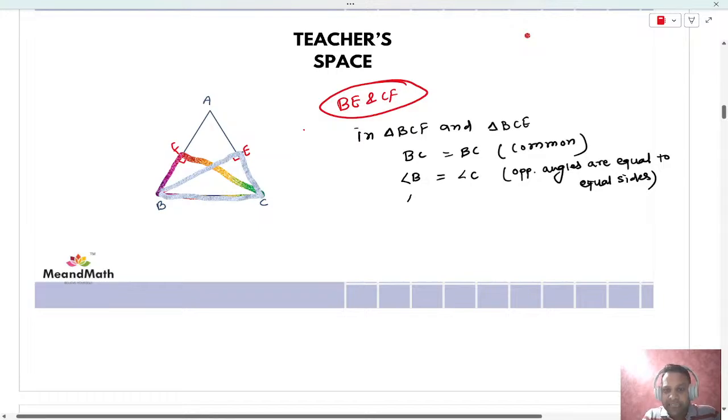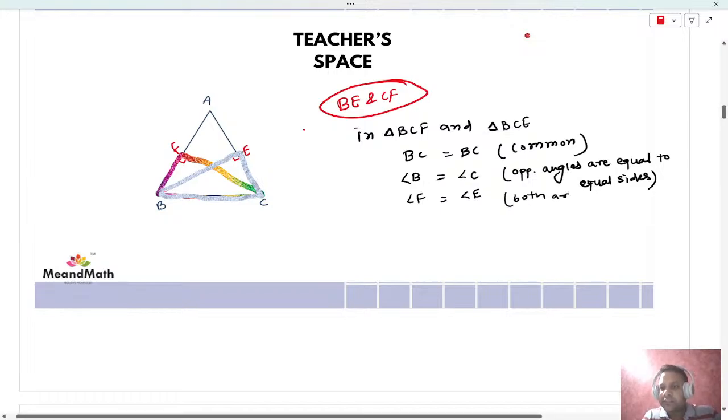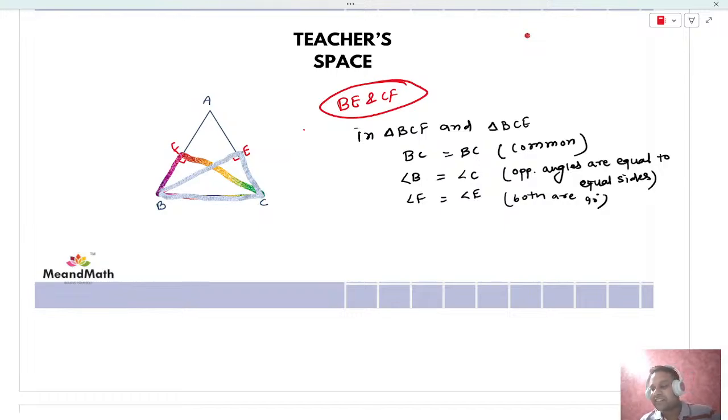And angle F is equal to angle E. So here two angles are equal and one side is equal. Angle F and angle E both are equal because both are 90 degrees. Okay. Now can we say that triangle BCF and triangle BCE both are congruent triangles?